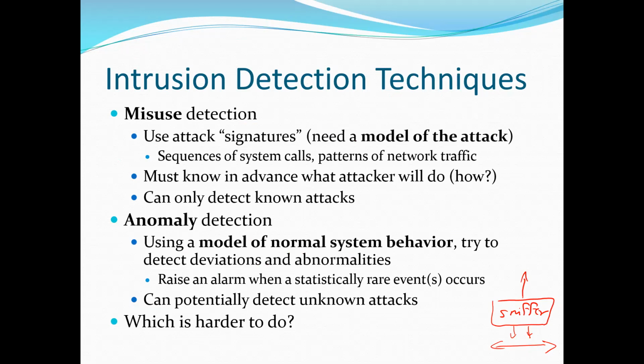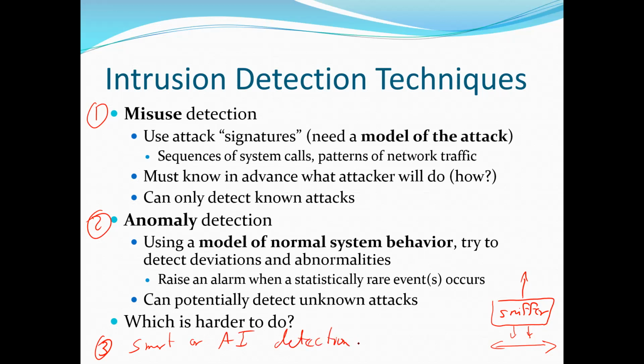Usually intrusion detection systems can be divided into at least two categories, which are misuse detection and anomaly detection. And I would say that a third one would be, let's say, smart or AI detection.